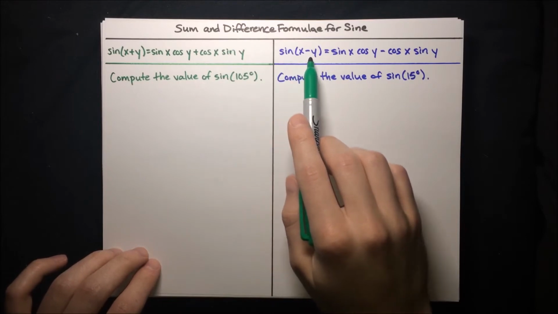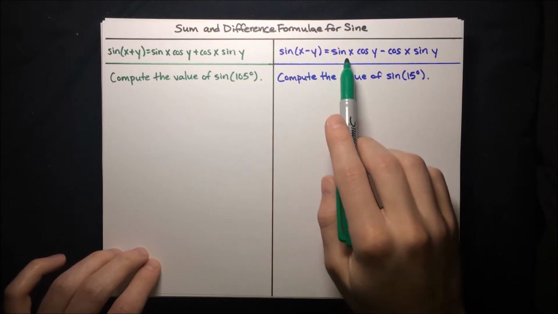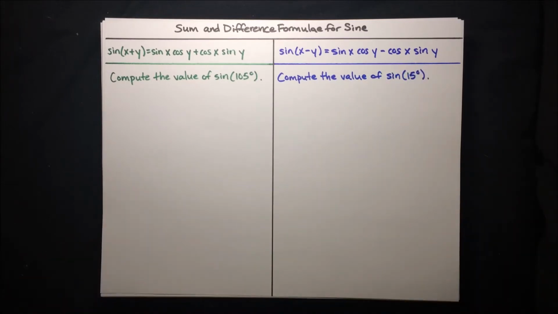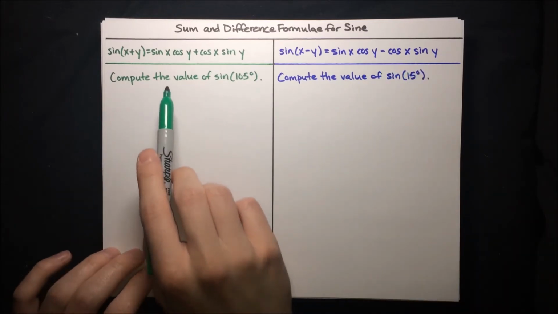Sine of x minus y is equal to sine of x times cosine of y minus cosine of x times sine of y. So why don't we start off with an example using the sum formula.